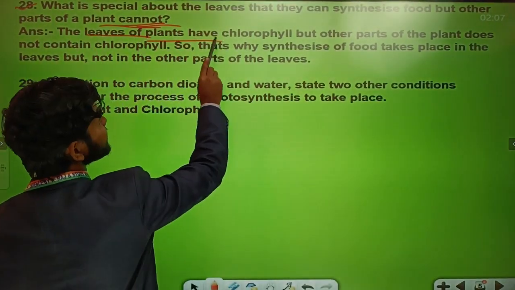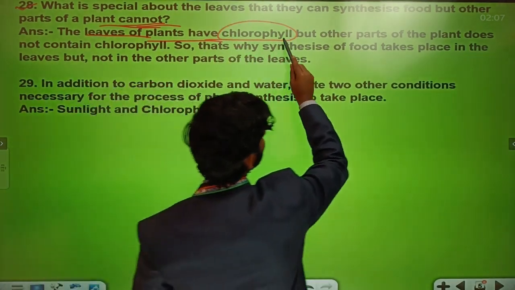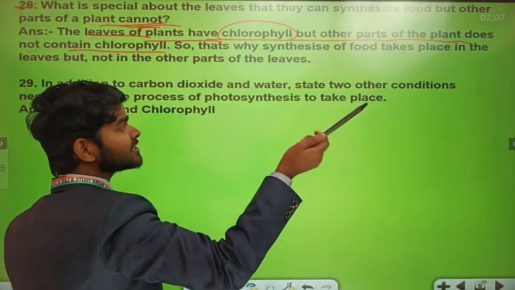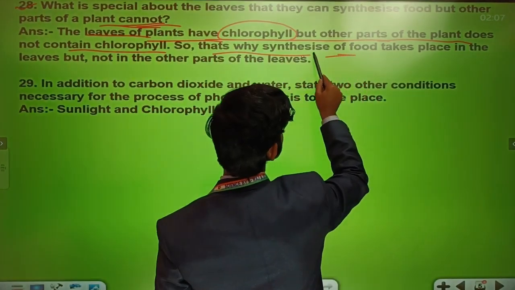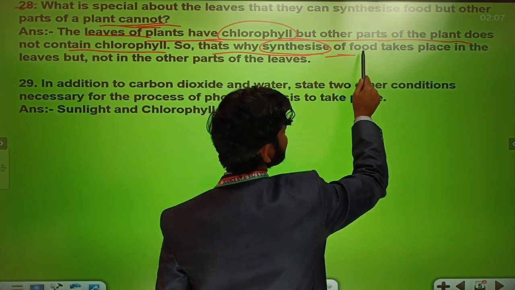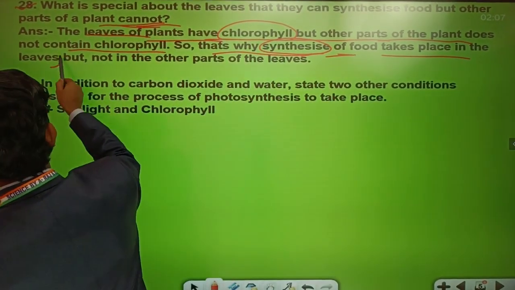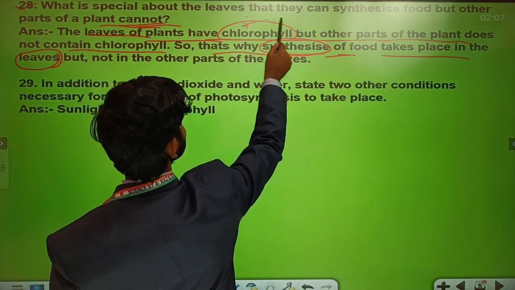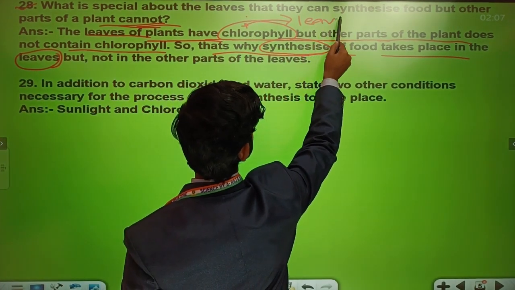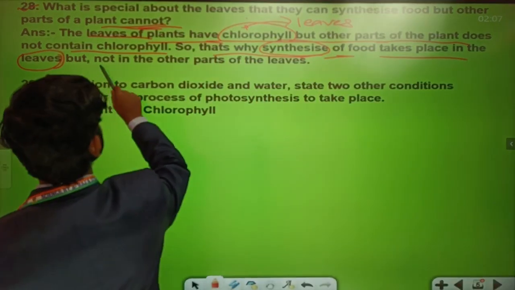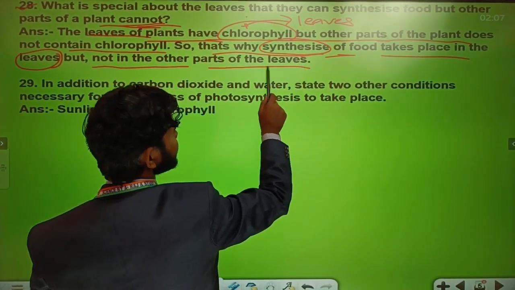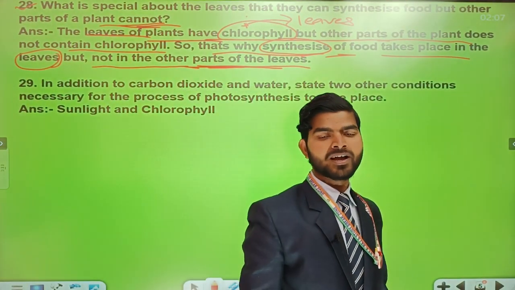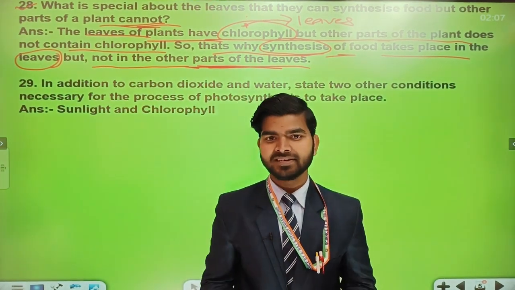The leaves of plants have chlorophyll. This is your answer. But other parts of the plant do not contain chlorophyll. So that's why synthesis of food, that means the food-making process, takes place in the leaves only, because chlorophyll is present in the leaves only, but not in the other parts. I hope you have learned these questions in detail. Obviously, yes.